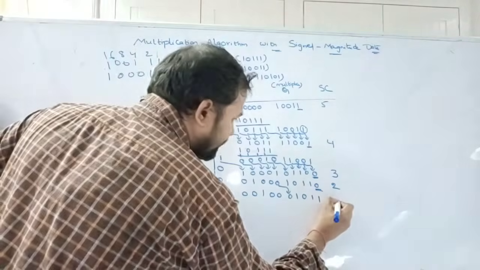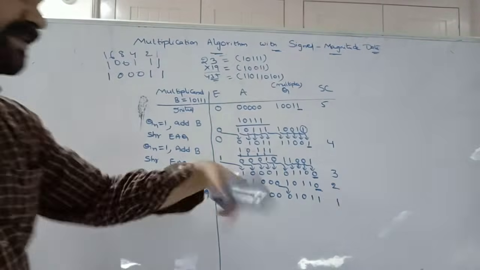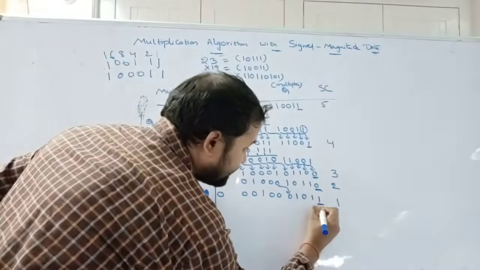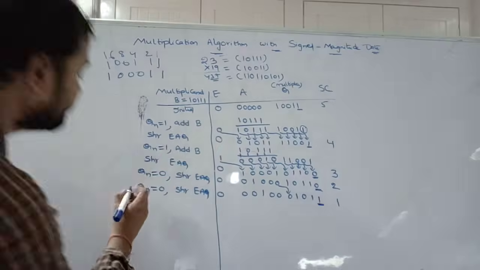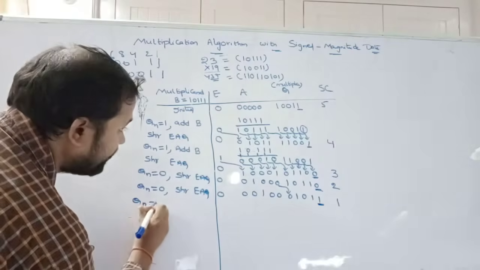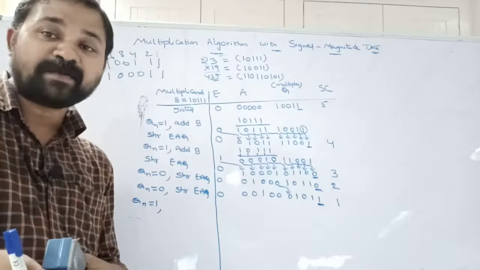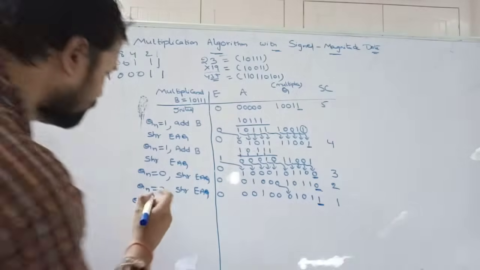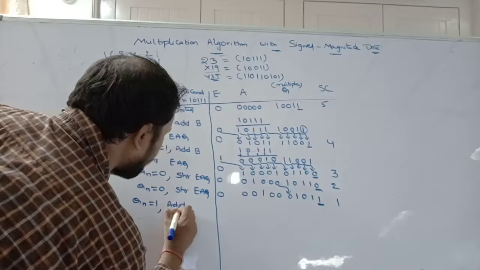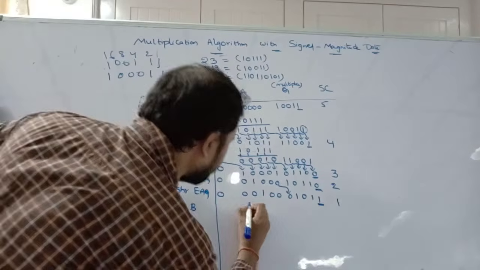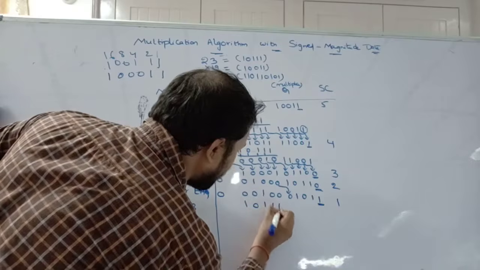Okay. Next we will get 1. So 1 is not equal to 0. So we have to continue the process. So we have to check the least significant bit of the multiplier. The least significant bit of the multiplier is 1. So if it is 1, then what we have to do? We have to add multiplicand to the partial product. Multiplicand is present in B. So add B. What is the value of B? 1 0 triple 1. So 1 0 triple 1 is added here.